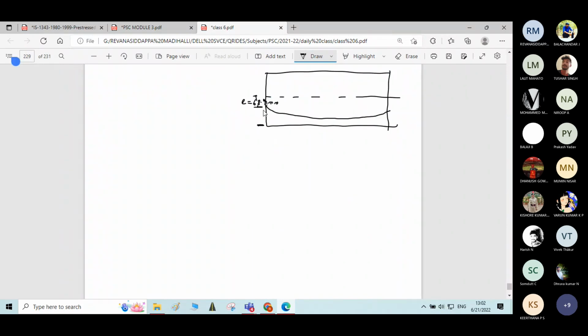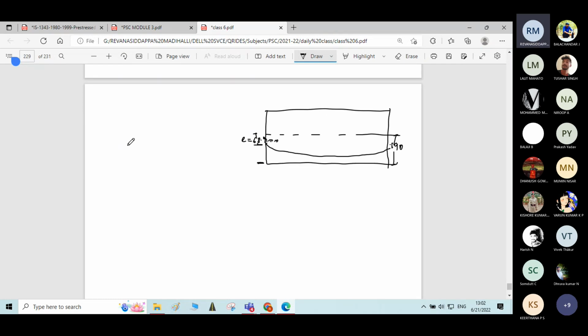What will be the distance? That is the question. Distance of centroid from the soffit is 190. 190 minus 68.91 will give distance of cable from soffit at the support. Therefore, distance of cable from soffit is equal to 190 minus 68.91. Okay, we'll get the answer as 121 millimeter.